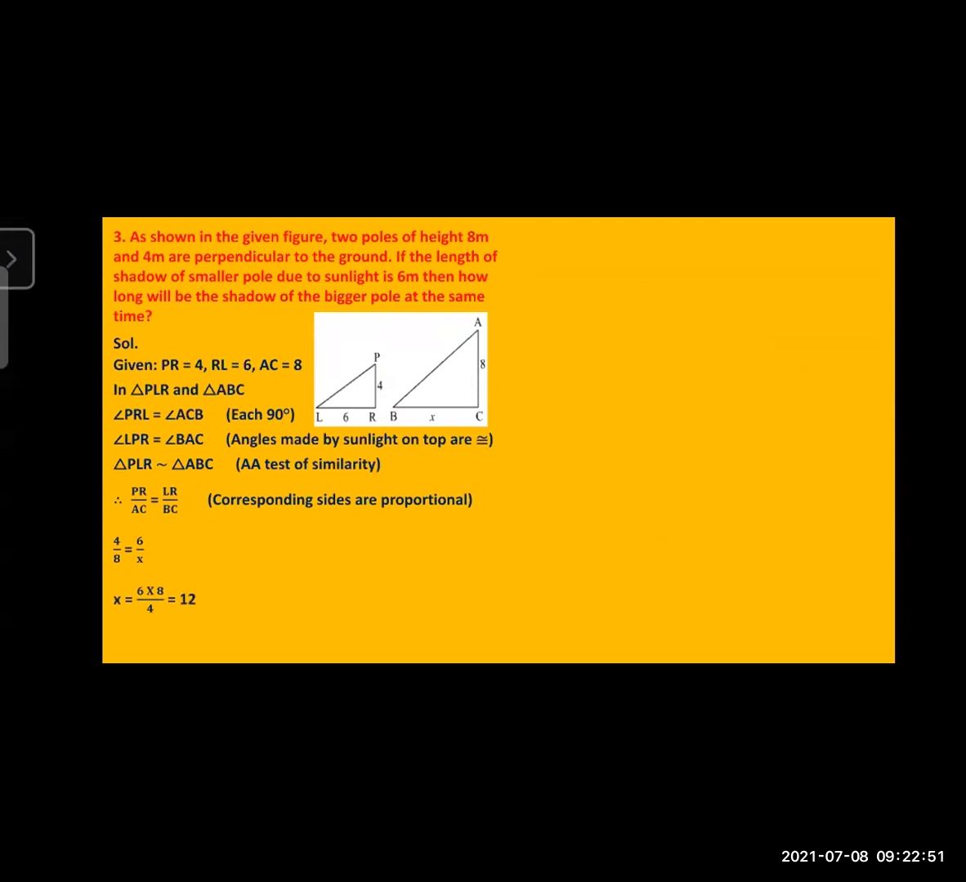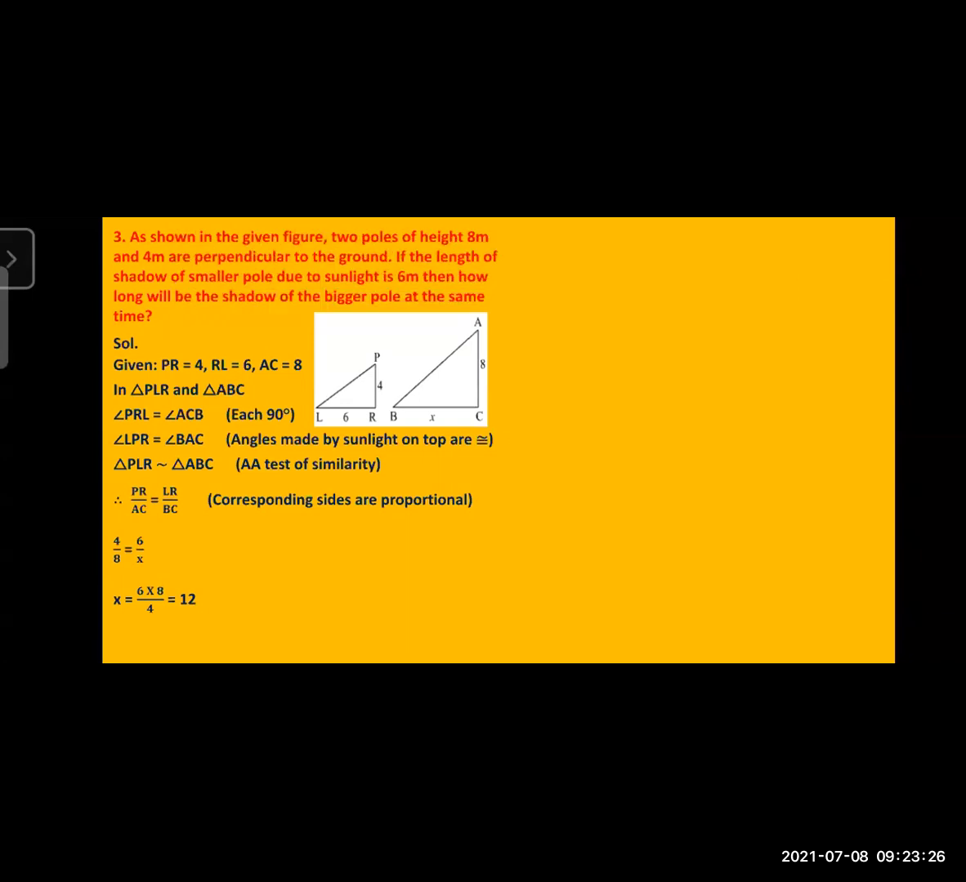Now in triangle PLR and triangle ABC, they are perpendicular to the ground. That means they make 90 degrees on the ground. So we write angle PRL and ACB are equal to 90 degrees. And these two angles are equal, and they are equal to 90 degrees. Second, the angles made by the sunlight are congruent. Means these angles are made by the sunlight on the top.